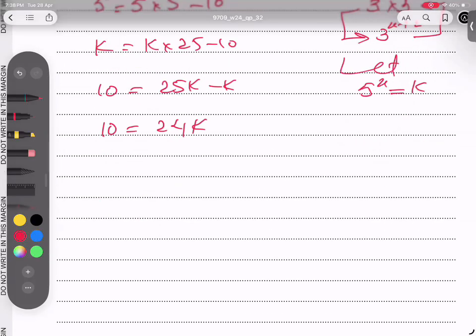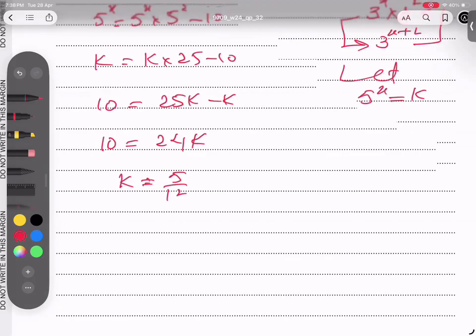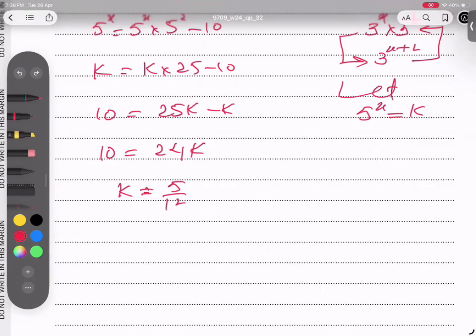And the k value is 2 5s and 2 12 times. So 5 by 12 I got from here. But is the question done? Let me check. 2 5s, 2 12, correct, okay. I'll plug this value back into the equation. So I'm saying 5 to the power x equals 5 over 12.